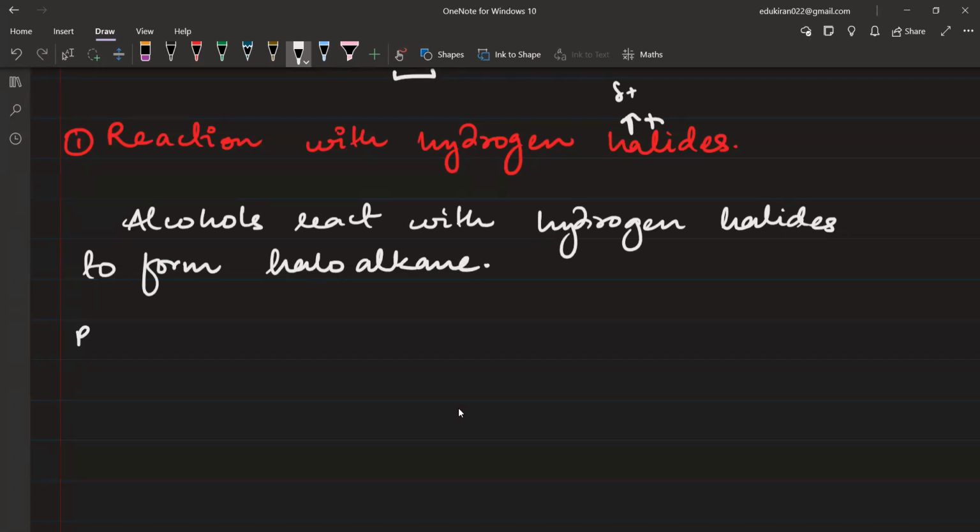Now, reactivity of the hydrogen halide. Which hydrogen halide will be the most reactive? Hydrogen iodide is going to be most reactive because it has a very long bond, which is easy to break, followed by HBr, and then followed by HCl.